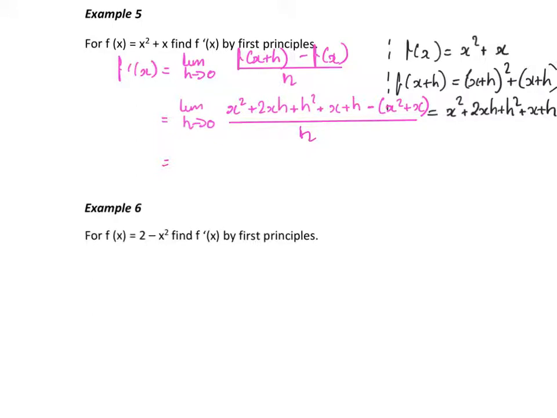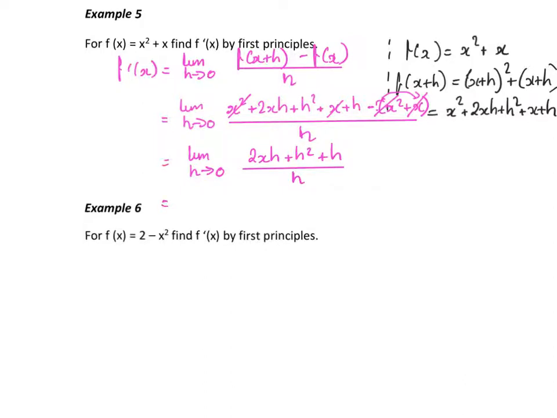We've got some tidying up to do here, obviously. So straight away I can see that x squared, and that's a minus x squared, so that cancels. And I've got plus x, and that would have become a minus x, so they cancel. Is there anything else that I can put together there? I don't think so. So I'm nearly there. I've got 2xh plus h squared plus h all over h. Now, can I take out a common factor here? Because I have to before I let h equal 0.